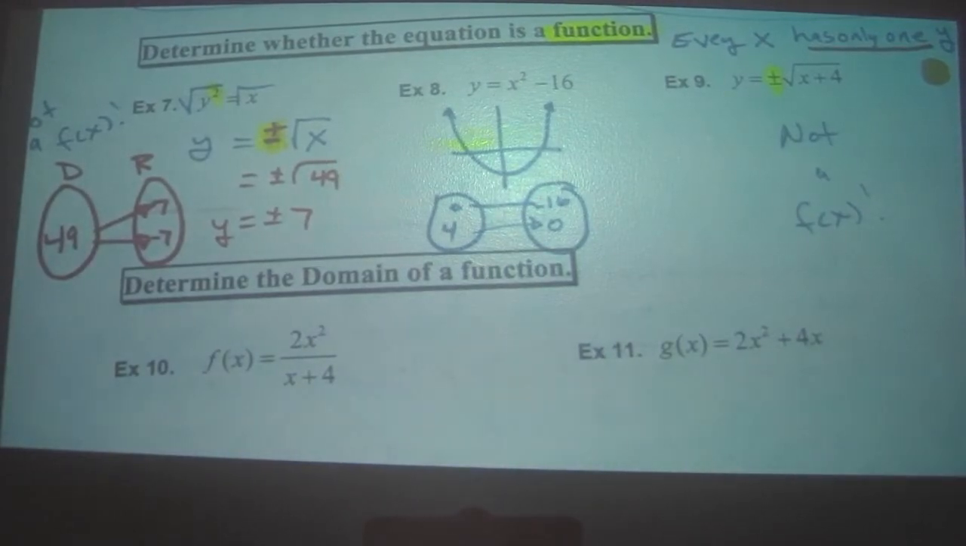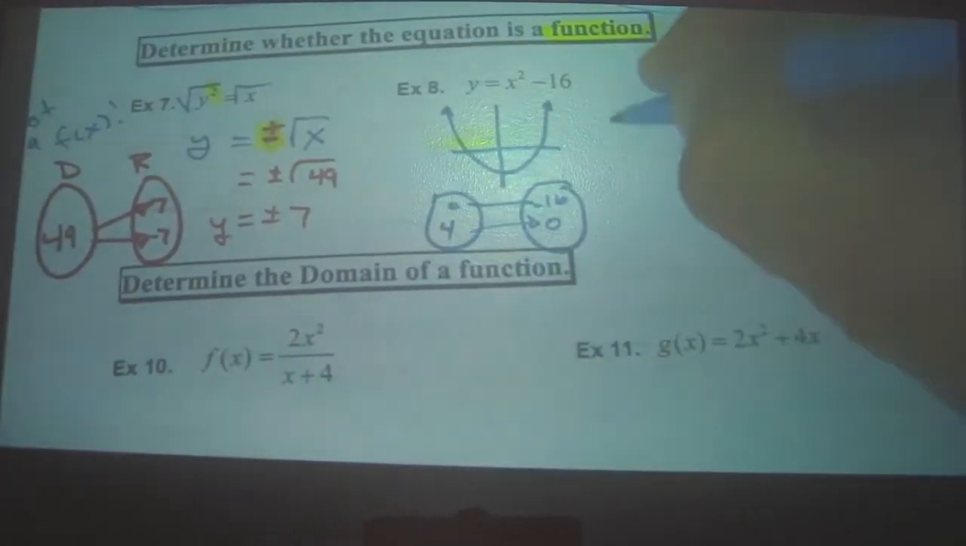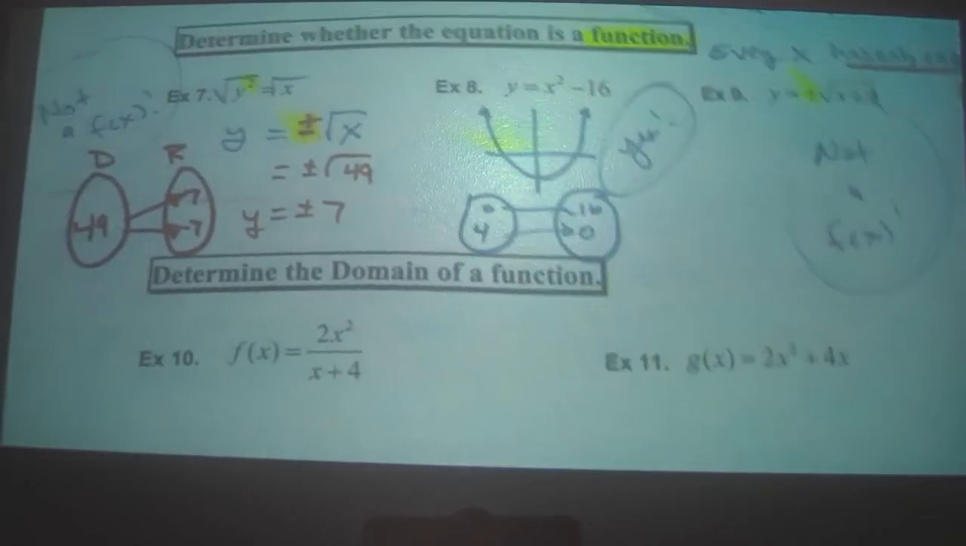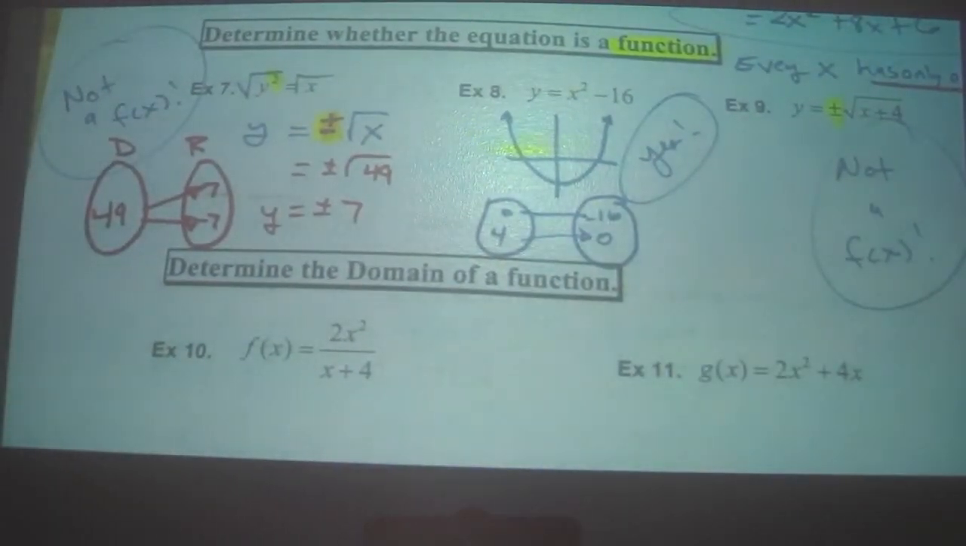Okay? So this is for sure a function. This is a yes. This is not a function. This is not a function. Okay? Any questions?